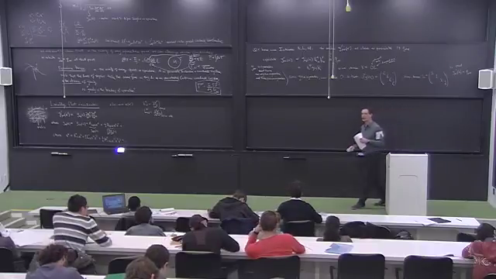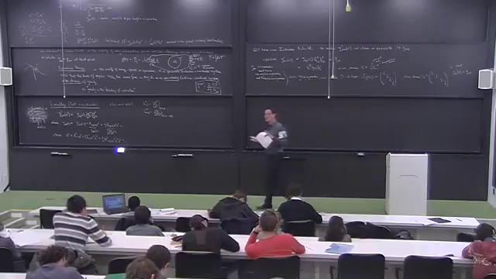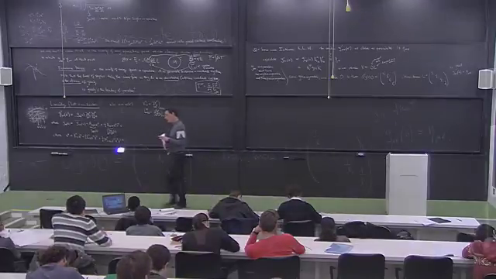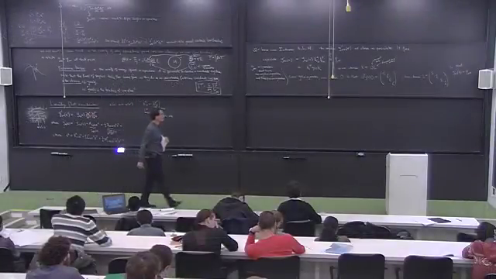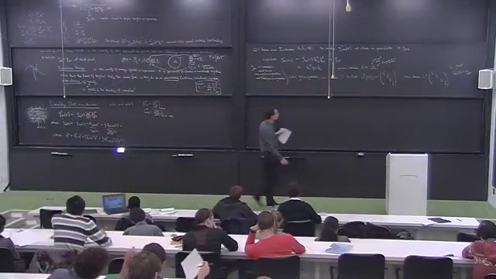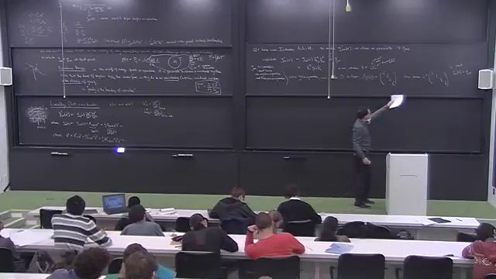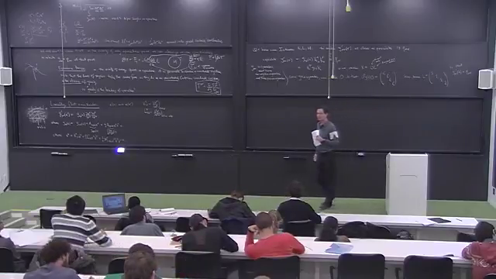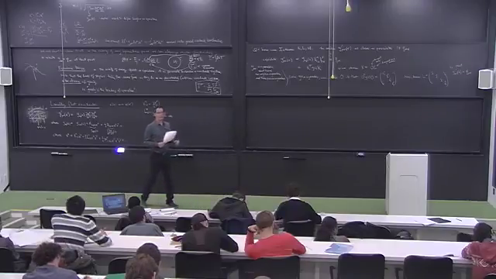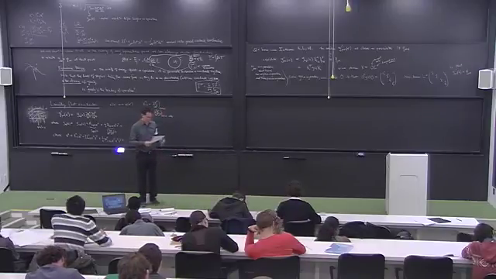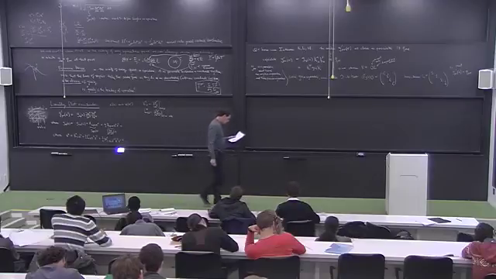Any questions about that? So I can always choose coordinates, provided G has this property, one negative, three positive eigenvalues, so that G prime is eta at that point. Any questions? No? Okay, so let's go further.